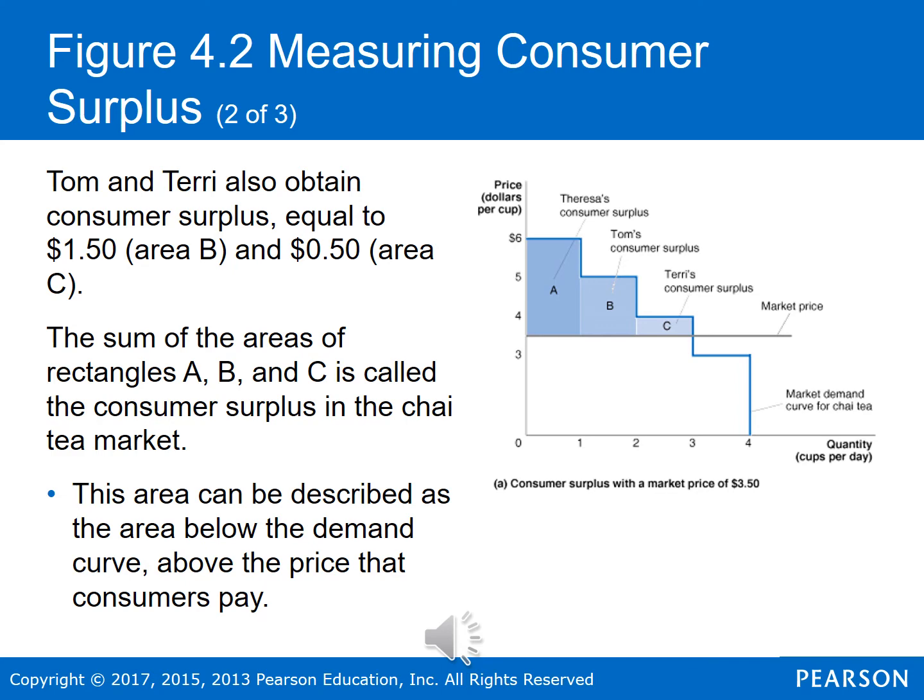Likewise, Terry also gains a consumer surplus of 50 cents, the difference between the $4 that she values the cup of tea at and the $3.50 that she has to pay for. So in this market, with four consumers, the sum of the area, the rectangles A, B, and C, is the consumer surplus in the entire tea market. So to generalize, we can say that the area below the demand curve and above the price that consumers pay is the consumer surplus. And that graphically represents the difference between the value that consumers place on the good, their highest price they're willing to pay, and the price they actually pay.